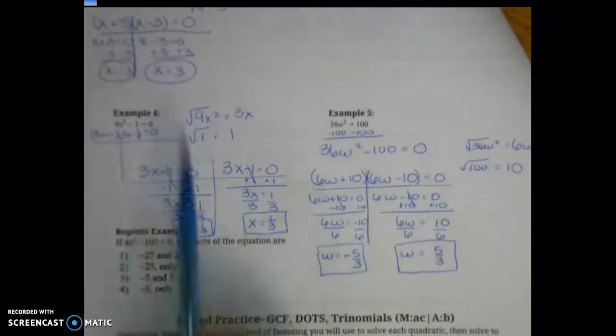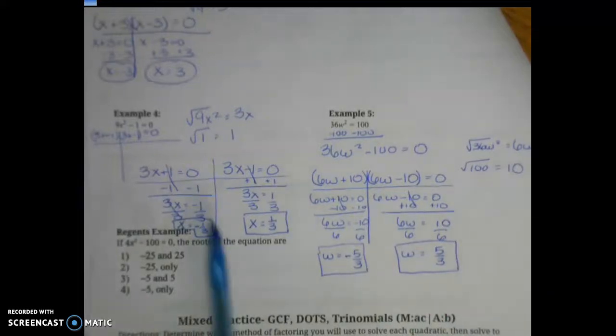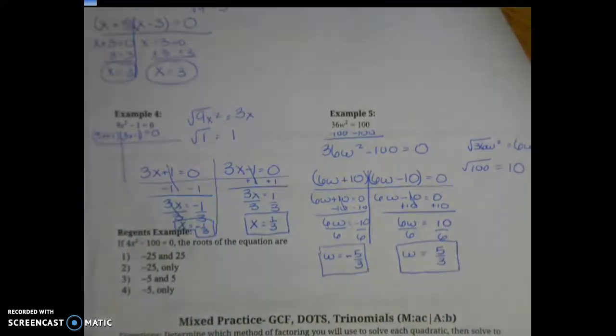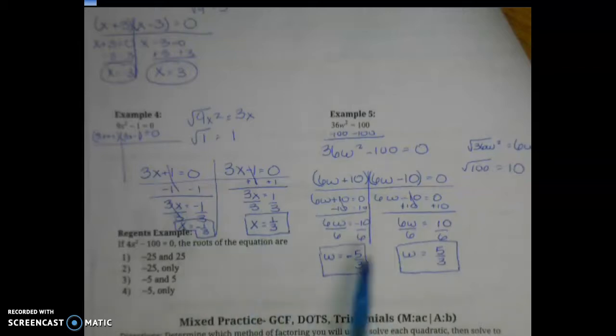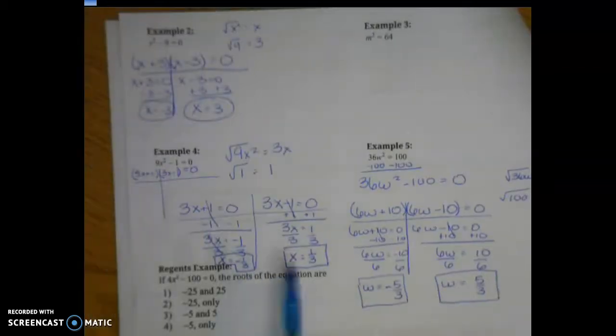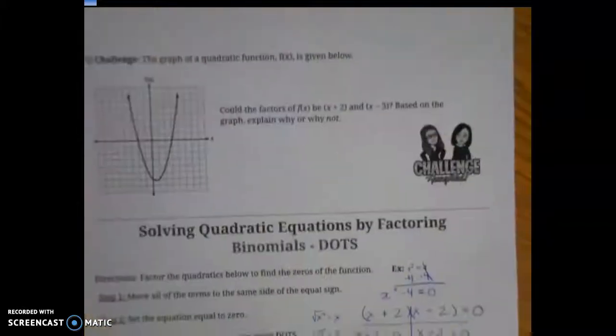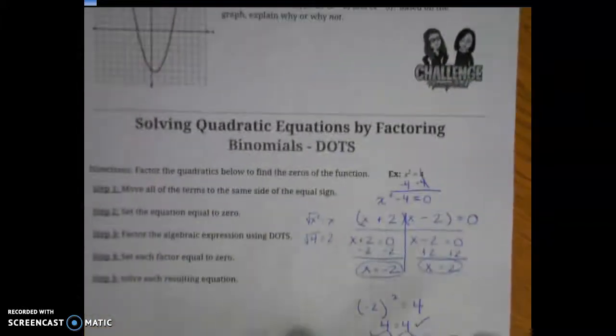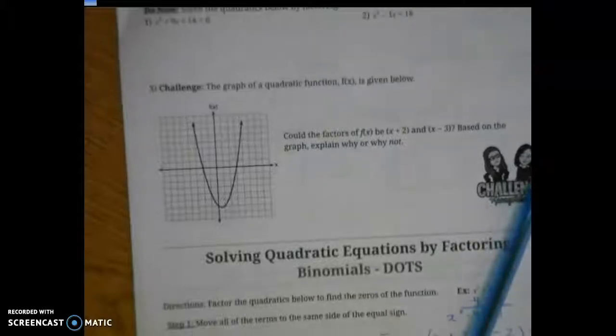So notice for every single example that we did, the two solutions, oops, that's the bell, are just the positive and the negative of the same number. So positive and negative 5/3, positive and negative 1/3, positive and negative 3, and then on the page before you had positive and negative 2. Okay, so try the homework questions attached and let us know if you have any questions.